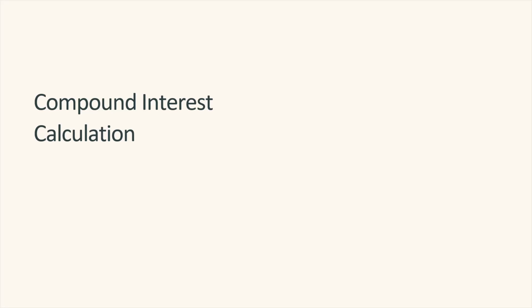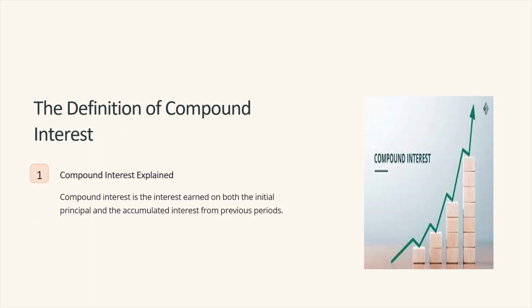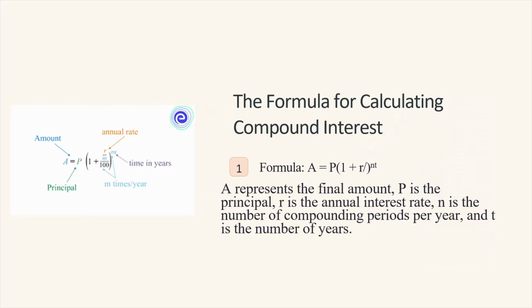Hi dears. Today we are going to discuss the topic compound interest calculation. You know that in simple interest we are calculating interest only on the principal amount. But in the case of compound interest we are calculating interest both on the principal amount and the interest earned during the previous years. That's why it is known as compound interest.